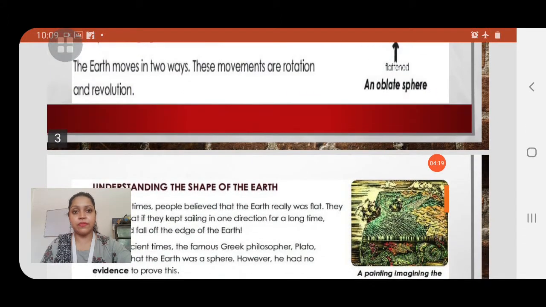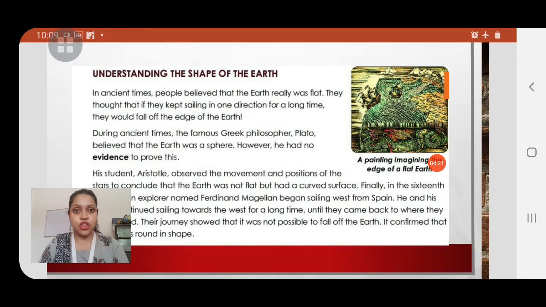Next children, we have understanding the shape of the earth. What did people in ancient times believe about the shape of the earth? First, they believed that the earth was flat, and that if they continued sailing in one direction, they would fall off the edge of the earth. A picture is also shown in your textbook. On the right hand side you can see a picture of a ship falling down from the edge of the earth. But children, is it possible? Is the earth flat? No, it's not flat.